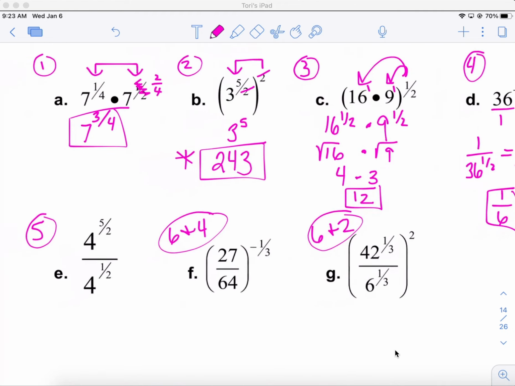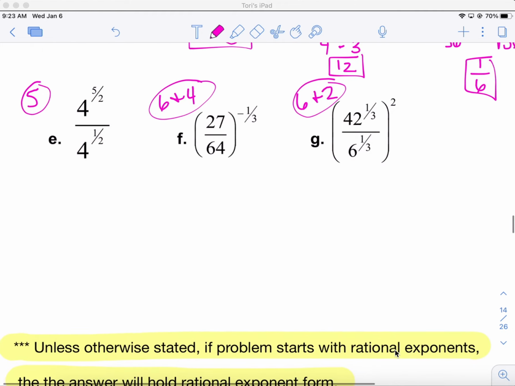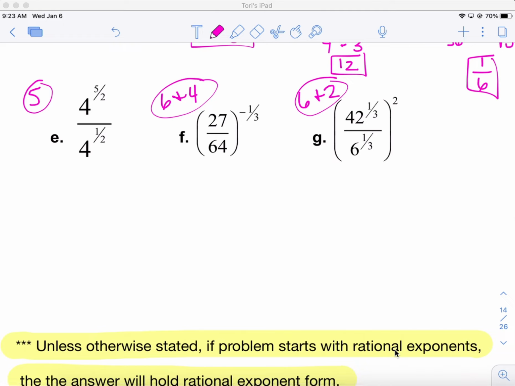All right, let's look at problem 5. Problem number 5, whenever we have a power on top and bottom, but the bases are the same, we are going to subtract these exponents. So we're saying they have common denominator. 5/2 minus 1/2 should give me 4/2, which is 2 whole. And then we can simplify. 4 squared would give us 16. That's my final answer.